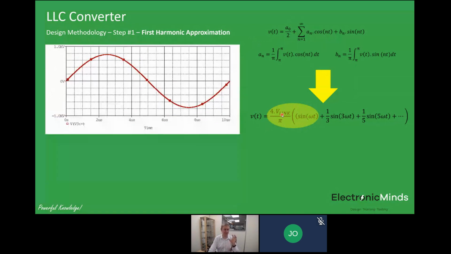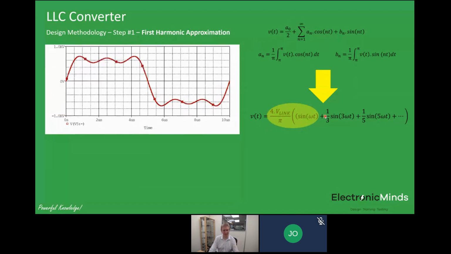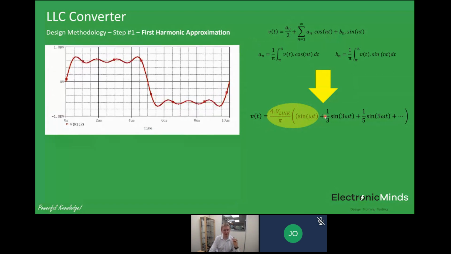So that's just the fundamental, the 4V_link upon pi sine omega t. If I add in the extra contribution from the third harmonic, we get this. If I add in the fifth harmonic, we get this. And if I add the seventh harmonic, we get this. So you can see the more harmonics we add, we're going back to that square wave.